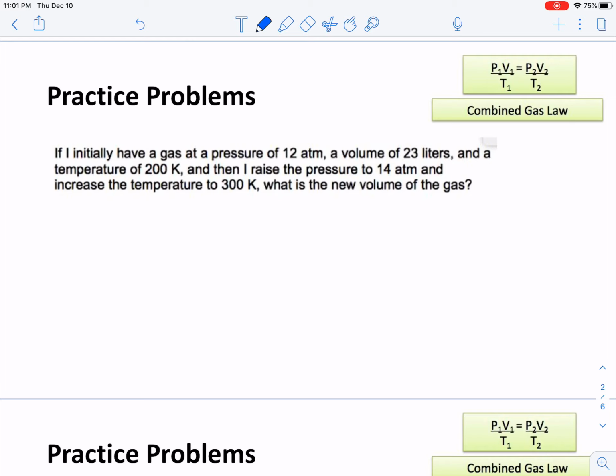If I initially have a gas at a pressure of 12 atmospheres, there's my P1, a volume of 23 liters, there's my V1, and a temperature of 200 Kelvin, so that's convenient, already given to us in Kelvin, that's going to be T1. And then I raise the pressure to 14 atmospheres, that's P2, and increase the temperature to 300 K, that's T2. What is the new volume of the gas?